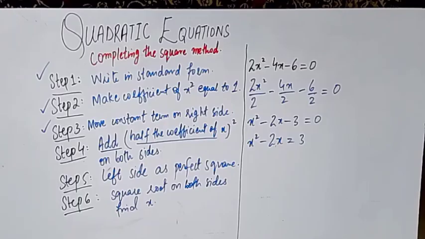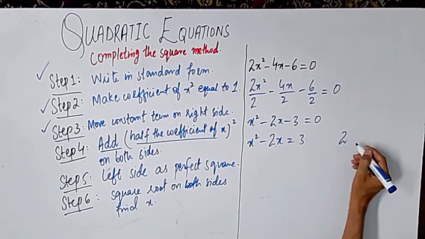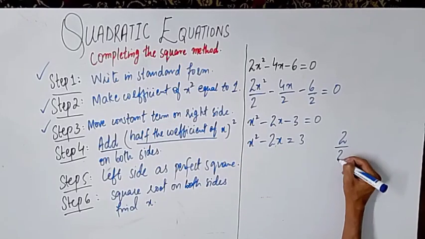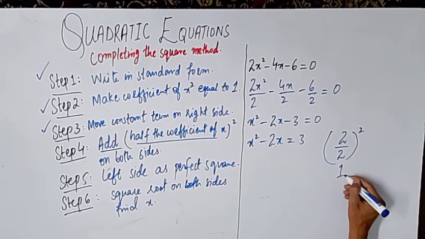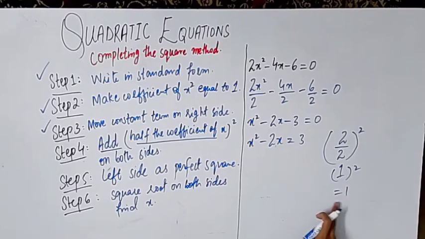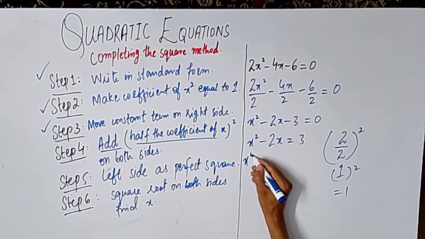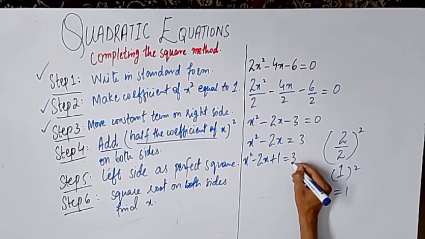So what is the half of 2? 1. Right now the coefficient of x is 2, and half of 2 means 1, and 1 square is 1. So you need to add 1 on both sides of the same equation. x square minus 2x plus 1 is equal to 3 plus 1.